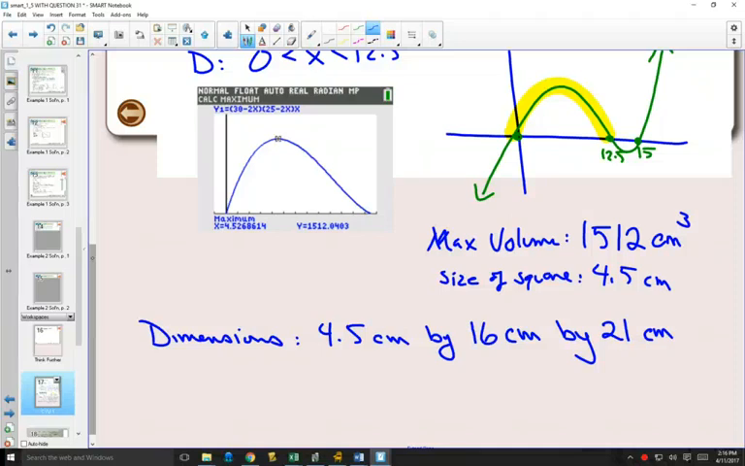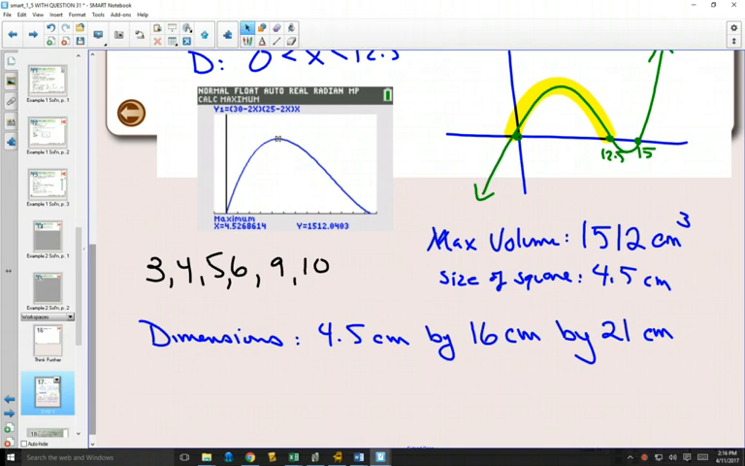And work on these. So for tomorrow, I would like you to get the following questions done. 3, 4, 5, 6, 9, and 10. Some of them get a little creative in how they fold the boxes and how they cut things out, so they're not going to be all exactly like this.